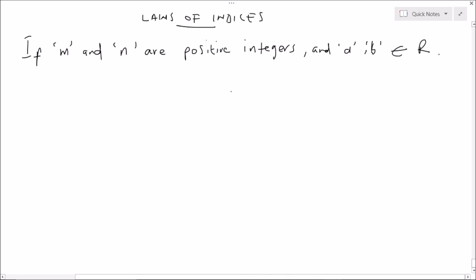In this video tutorial, I will explain the laws of indices or the rules of indices. If m and n are positive integers and a, b are members of real numbers, then we have the following rules. Rule number 1, we will consider the product rule.